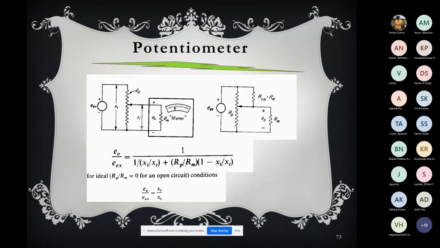So our E0 will be proportional to Xi. This happens when Rp by Rm equals 0, that is, when Rm tends to infinity. Then E0 by Ex will be Xi by Xt, so E0 will be proportional to Xi. That's it. But if Rp by Rm is not equal to 0, that means the meter is not ideal.